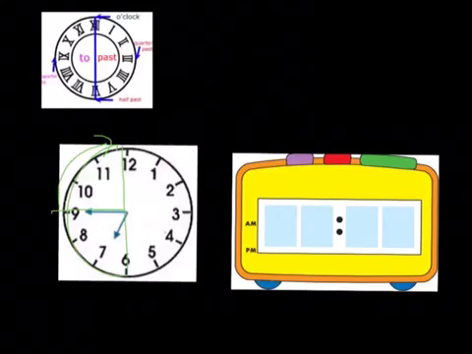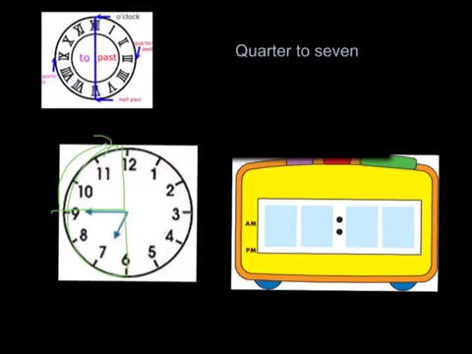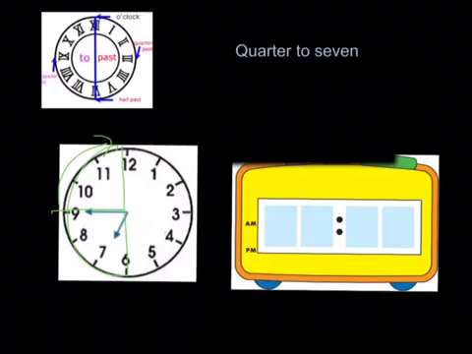Now that we know that, we can look at the hour hand. It's pointing to the 7, just before the 7. So we know that it's 1/4 to 7, which would be written like this. Okay, now let's think about the digital clock.